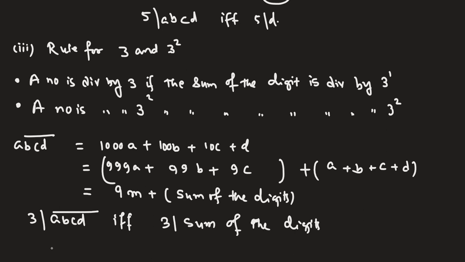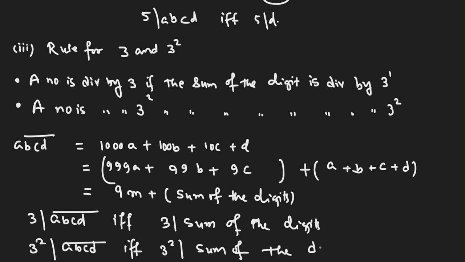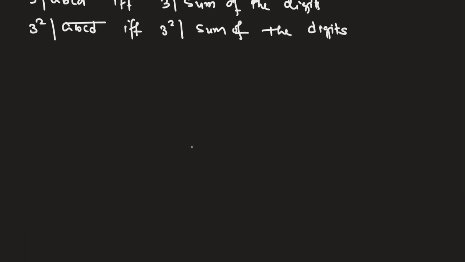A similar argument you can put for the 3 square. So 3 square divides ABCD this number if and only if 3 square divides the sum of the digits, because the first part is divisible by 9. So only the left part, the sum of the digits, remains. So if the sum of the digits is divisible by 3, then the whole number is divisible by 3. I hope all of you understand this concept of 3 and 3 square. So here we have some similarity.